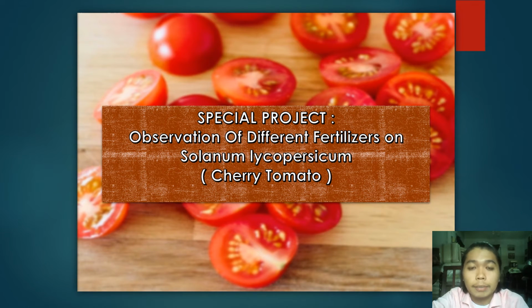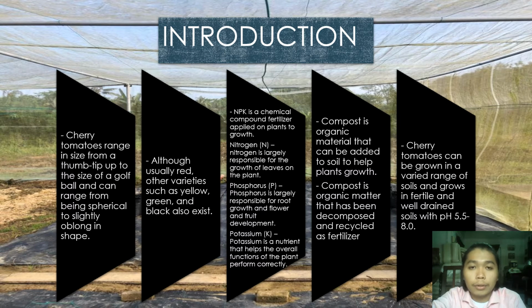Okay, this is my special project. My special project is observation of different fertilizers on Solanum lycopersicum, which is cherry tomato. For my introduction, cherry tomatoes range in size from a thumb tip up to the size of a golf ball and can range from being spherical to slightly oblong in shape. Although usually red, other varieties such as yellow, green, and black also exist.